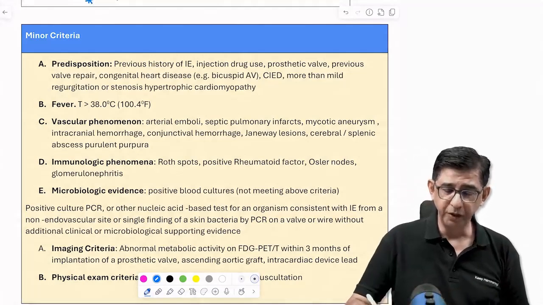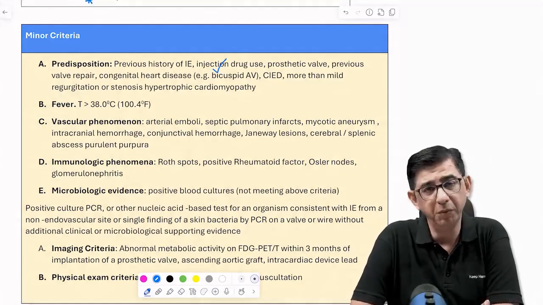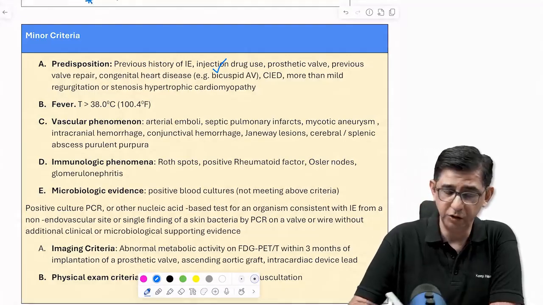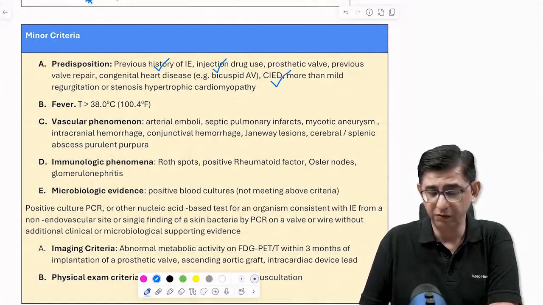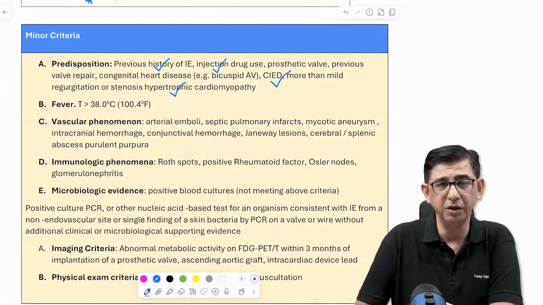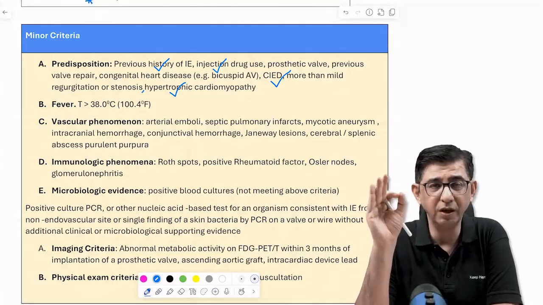So the first thing is predisposition. Predisposition means that it could be IV drug user, it could be previous history of infective endocarditis, prosthetic heart valve, congenital heart disease, cardiac implantable electronic devices, any type of cardiomyopathy in a patient. The point I'm trying to make here is that there must be some pre-existing heart disease.